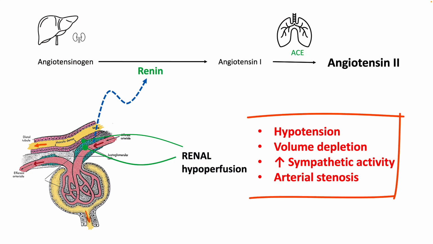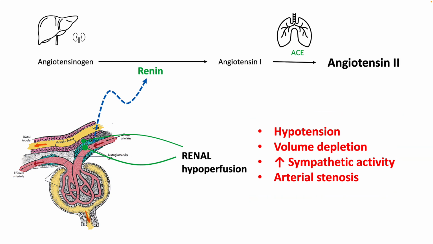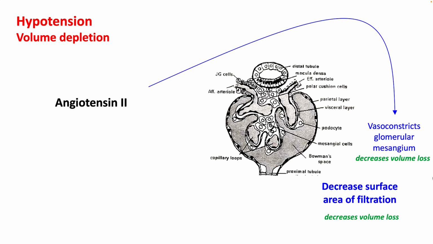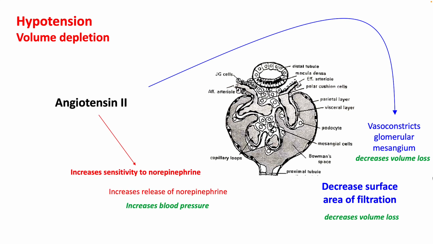Any renal hypoperfusion is a stimulus for renin release, which converts angiotensinogen to angiotensin 1 and finally angiotensin 2. Angiotensin 2 also has some other functions besides improving your mean arterial pressures and renal vasoconstriction. It also vasoconstricts the glomerular mesangium, therefore decreasing the volume loss. It also decreases surface area for filtration. It increases the sensitivity to norepinephrine and helps release of norepinephrine as well. It also sensitizes the afferent arteriole to tubuloglomerular feedback, which we'll talk about in later slides.